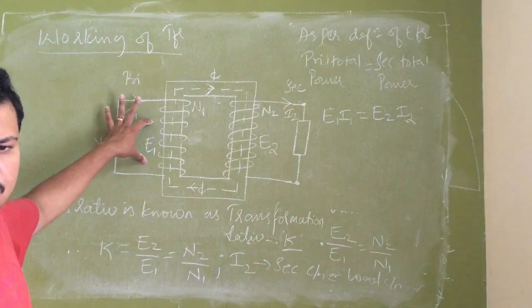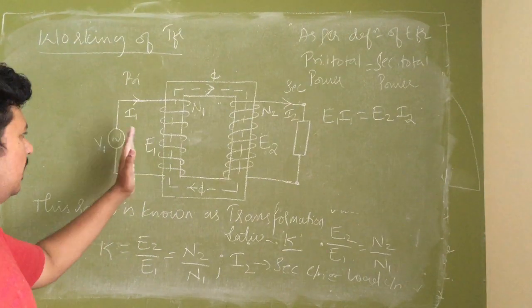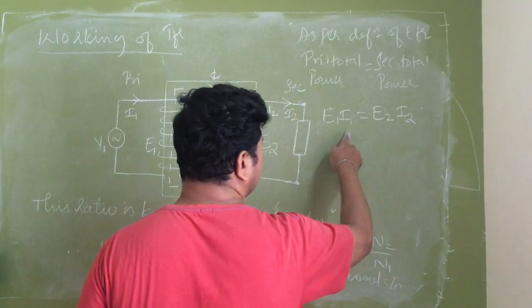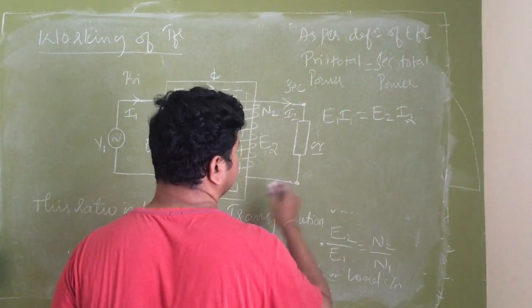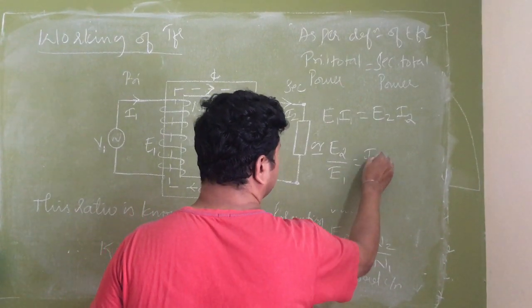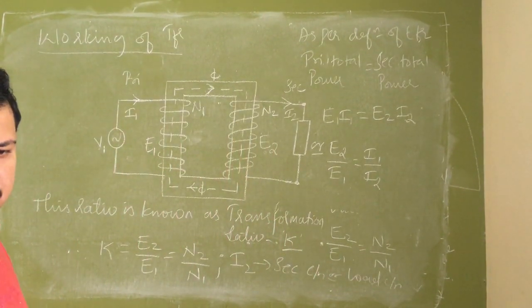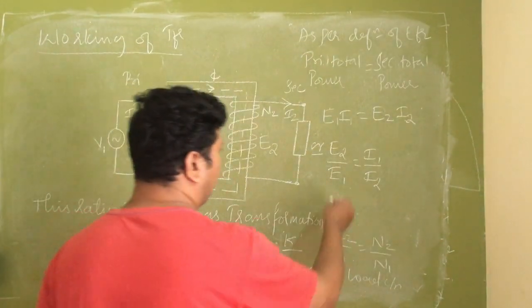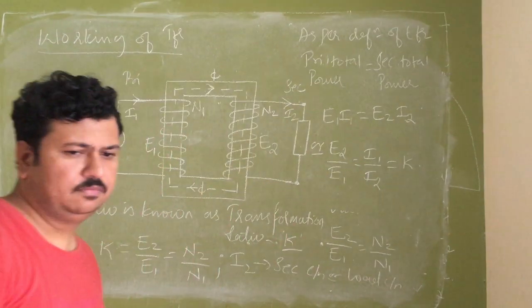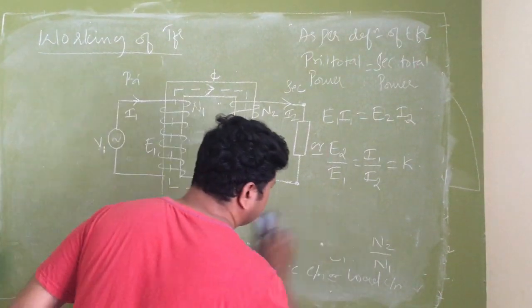The total power, that is the volt-ampere rating of the primary, E1 I1, is equal to E2 I2, because total power in primary and secondary will remain the same. That is why it is the definition of transformer. So E1 I1 is equal to E2 I2, or E2 by E1 is equal to I1 by I2. What is E2 by E1? It is the transformation ratio. It is nothing but my K.